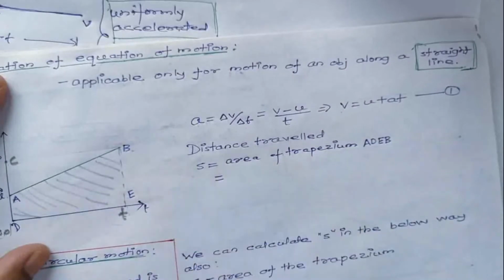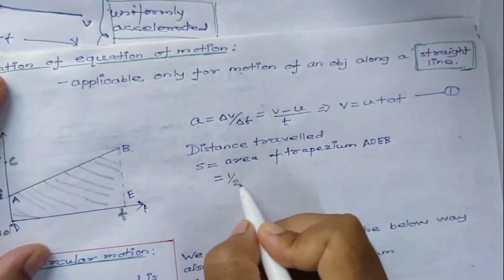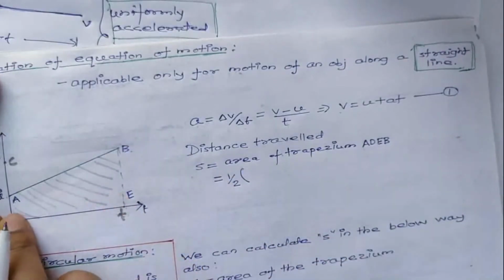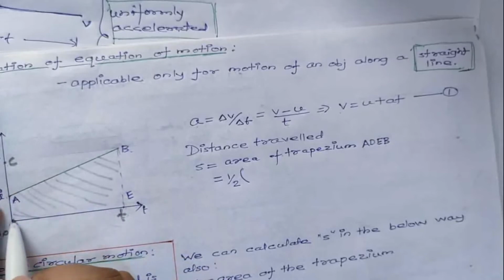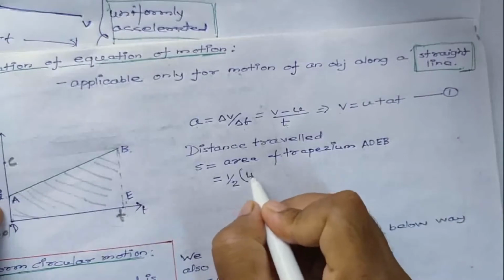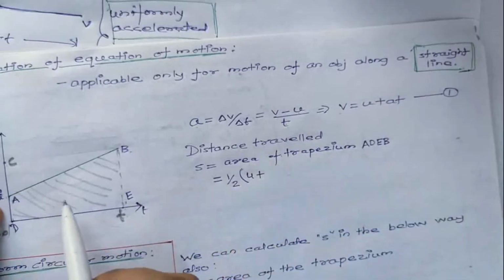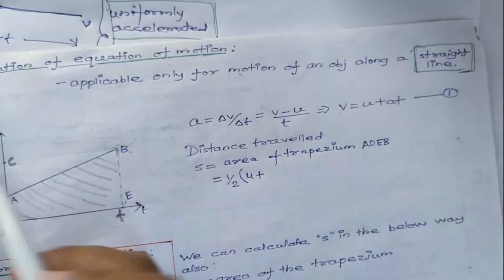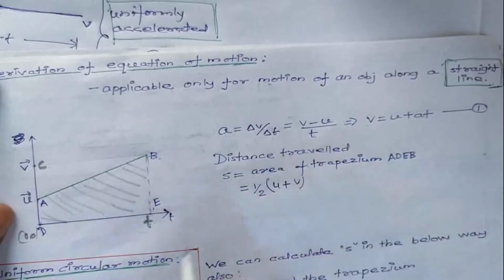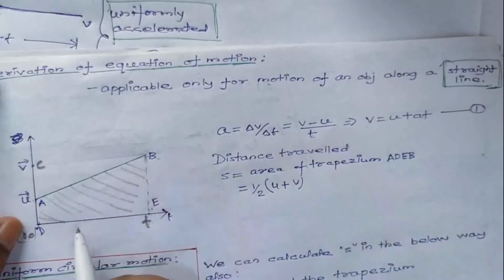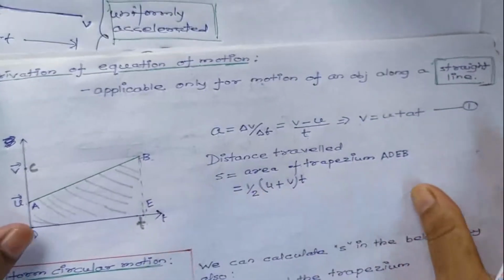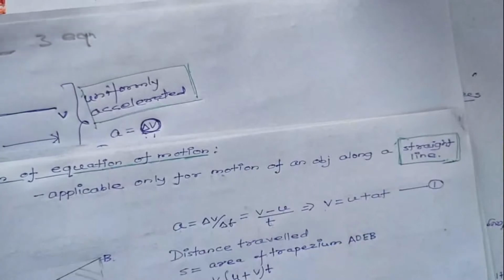What is the formula? It is half into sum of parallel sides. What is the sum of parallel sides? This is one parallel side and the second parallel side is this. What is the value of this? Clearly you can say u plus, what is the value of this? It corresponds here, so its value is v. What is the height of this trapezium? T. Fine.